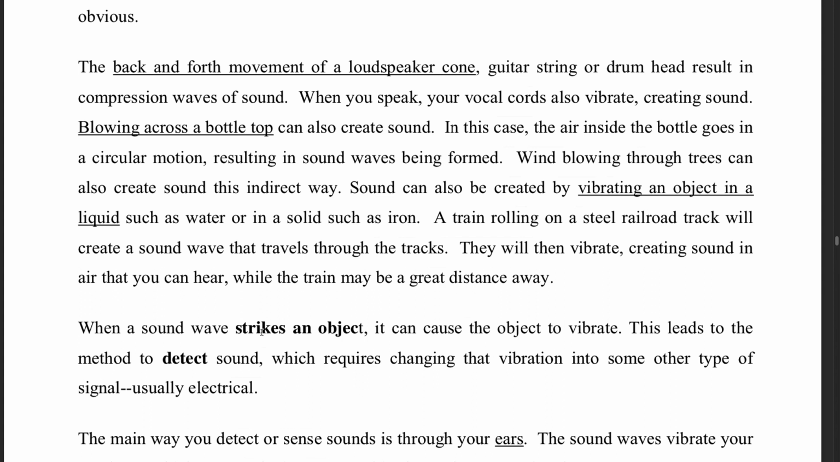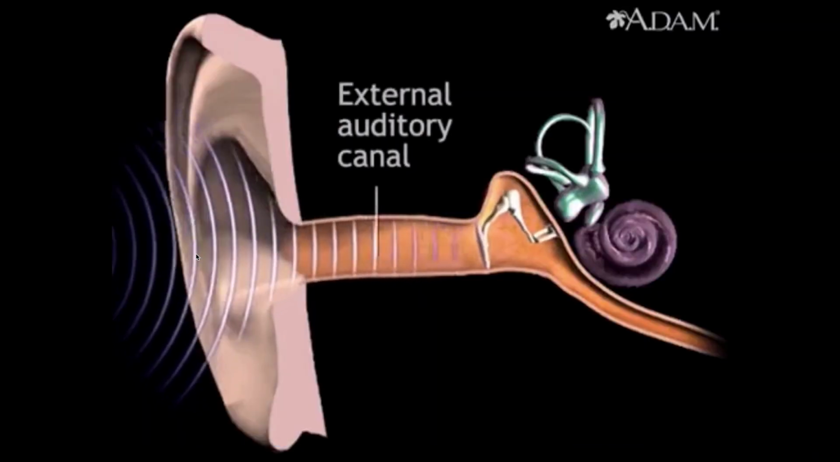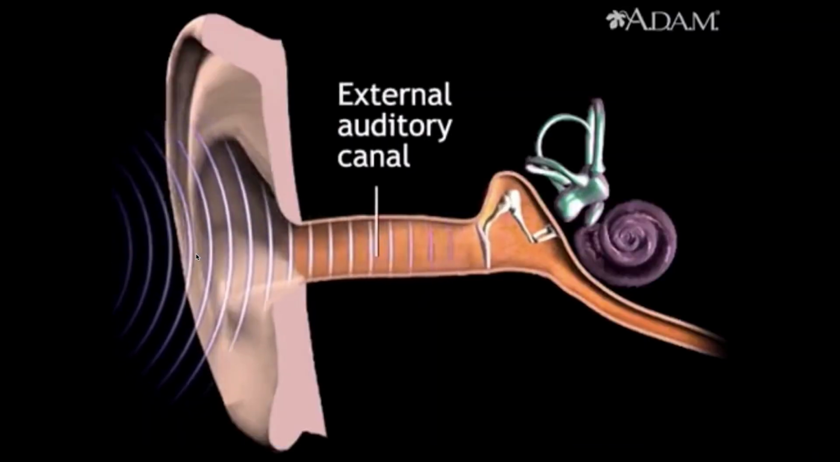When a sound wave strikes an object, it can cause the object to vibrate. This leads to the method to detect sound, which requires changing that vibration into some other type of signal, usually electrical. The main way you detect or sense sounds is through your ears. The sound waves vibrate your eardrum, which goes to the inner ear and is changed to nerve signals you can sense.